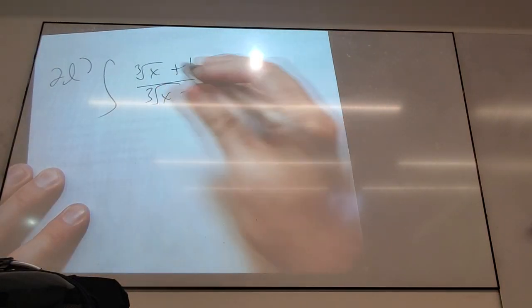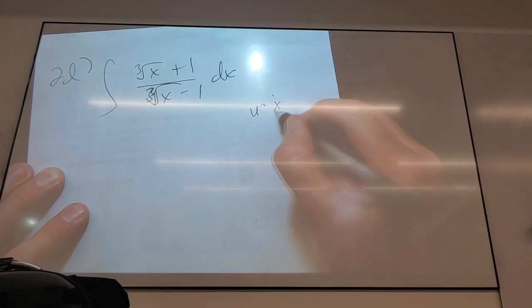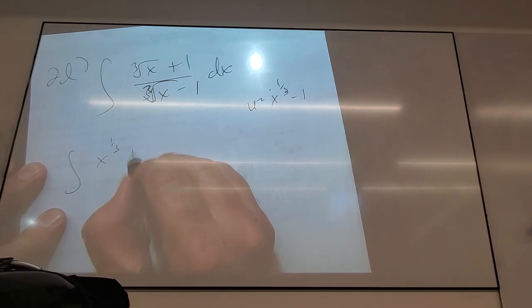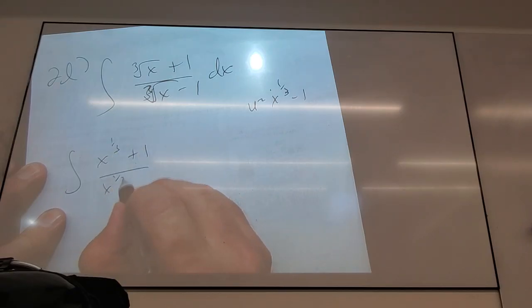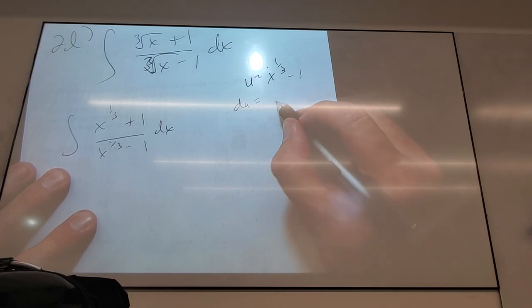The cube root of x, minus 1. Yes, I'm going to let u equal the bottom. Let me write it like this because it's better. So what's du?